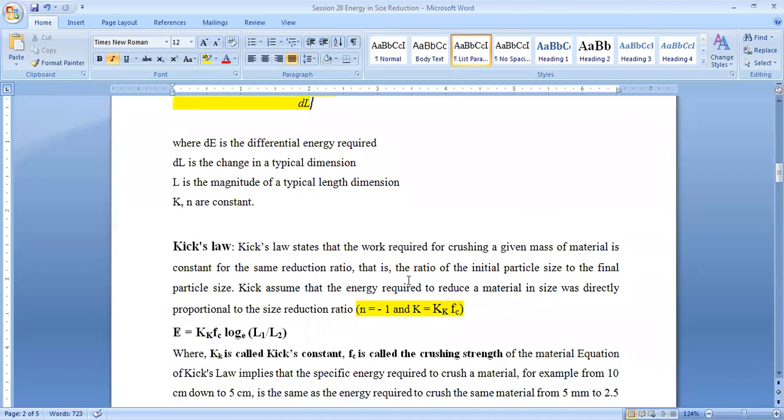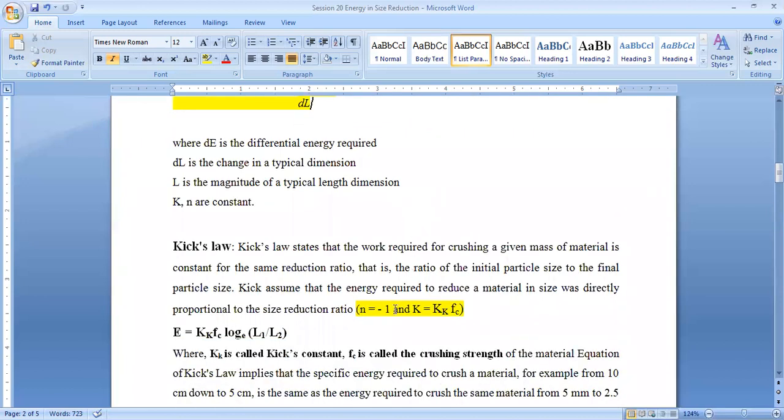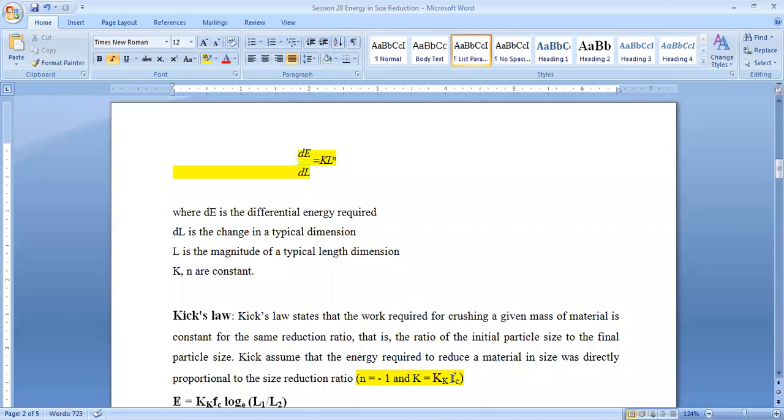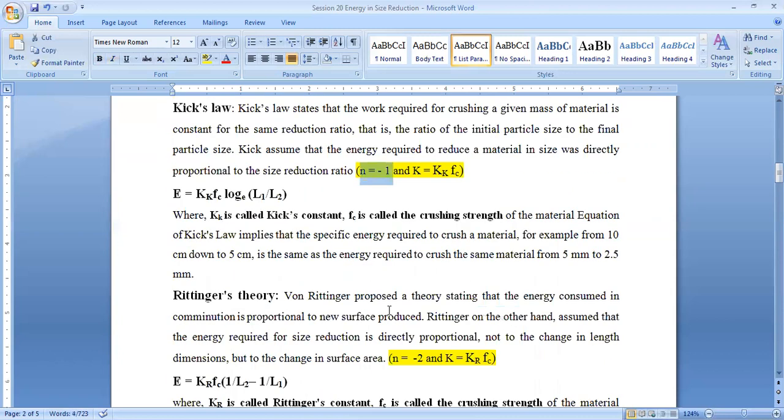First is Kick's law. According to Kick, the value of n is equal to -1, and K is equal to K_K times f_c, where K_K is Kick's constant and f_c is the crushing strength. So according to Kick's law, the energy required is E equal to K_K f_c log to the base e of L1 over L2. That is what Kick wants to say.